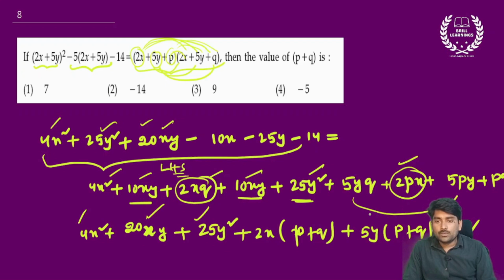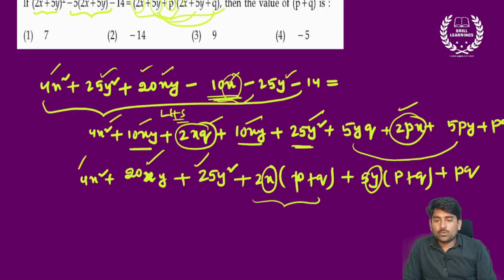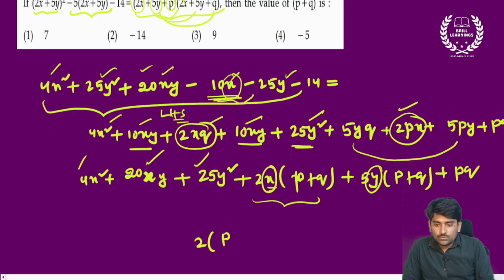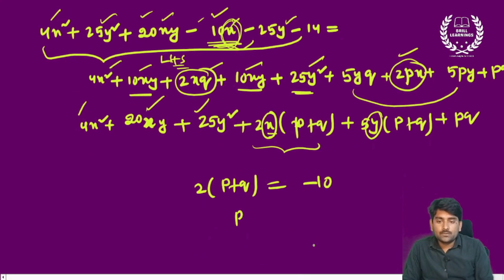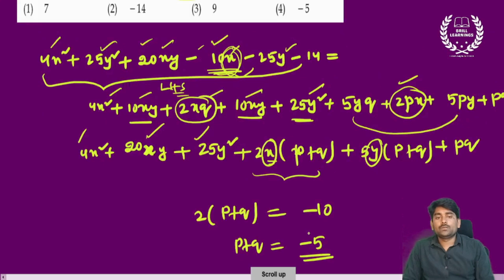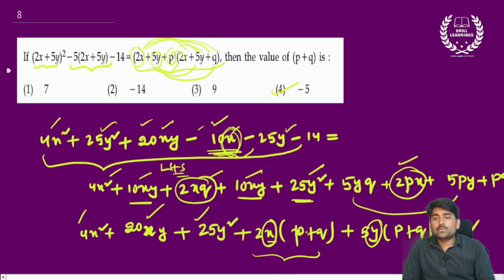If you compare the coefficients now, these two are same, these two are same. In terms of x, what is the coefficient value of x here? 2 into p plus q, and it should be equal to the coefficient value of x on the other side. What is it? Minus 10. Should be cautious here. Minus 10 should be equal to minus 10. So p plus q value should be equal to minus 5 here. So the last one is the correct answer.